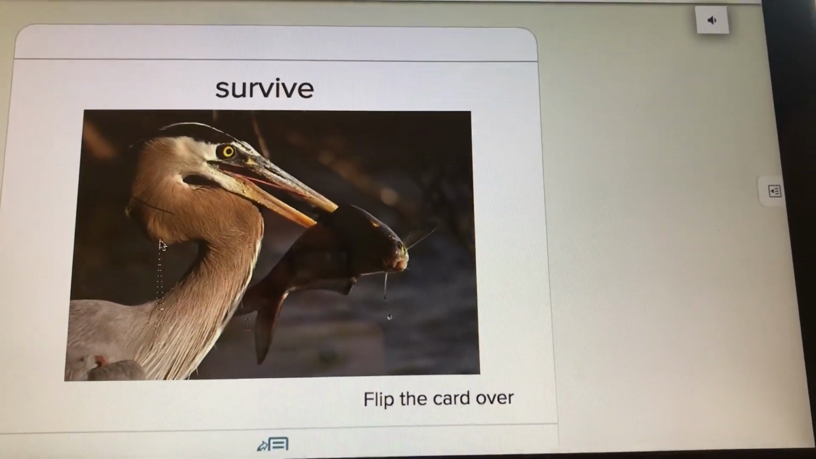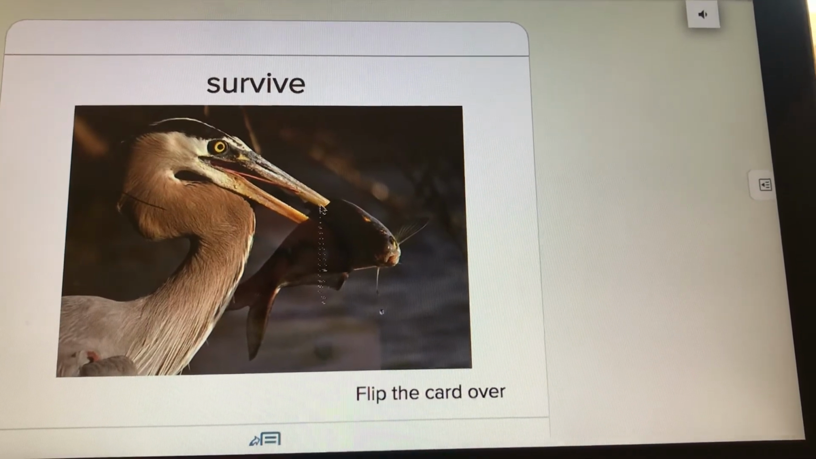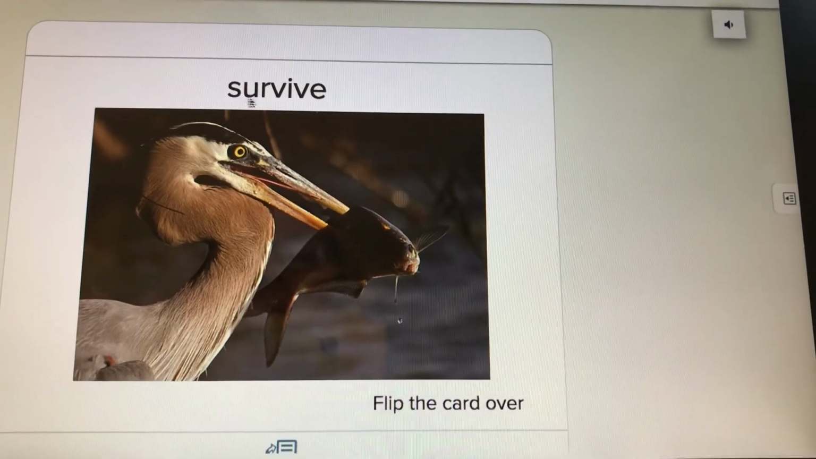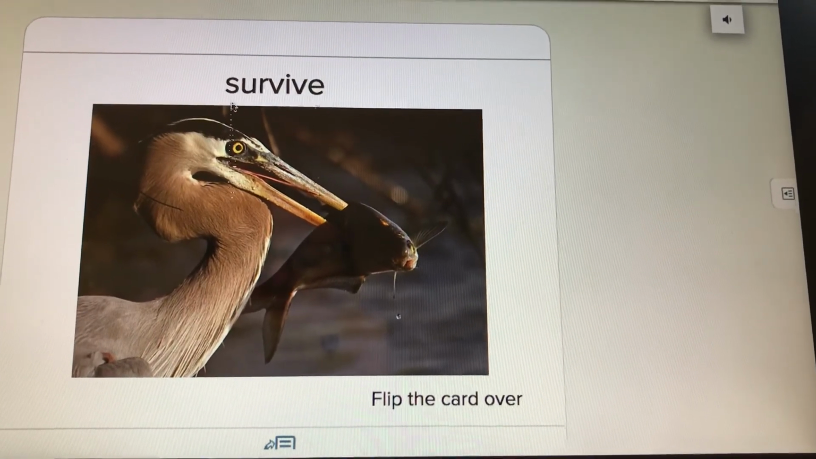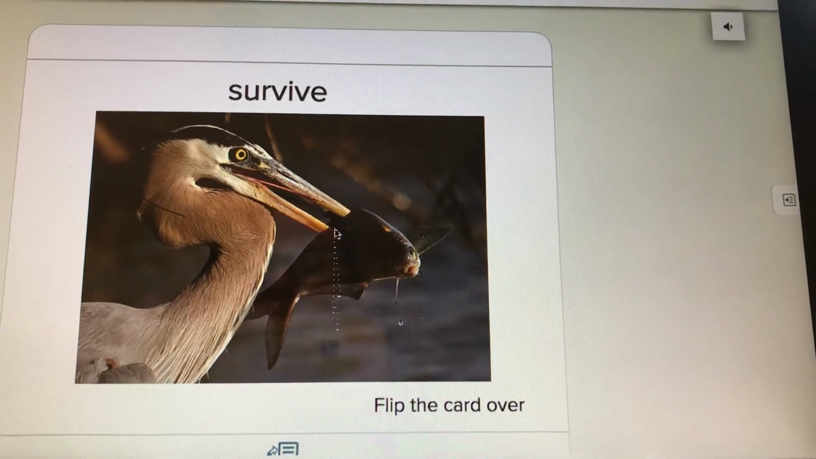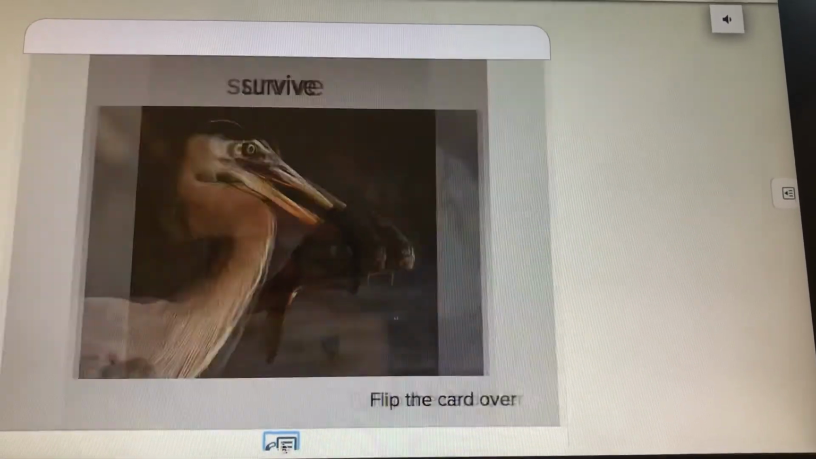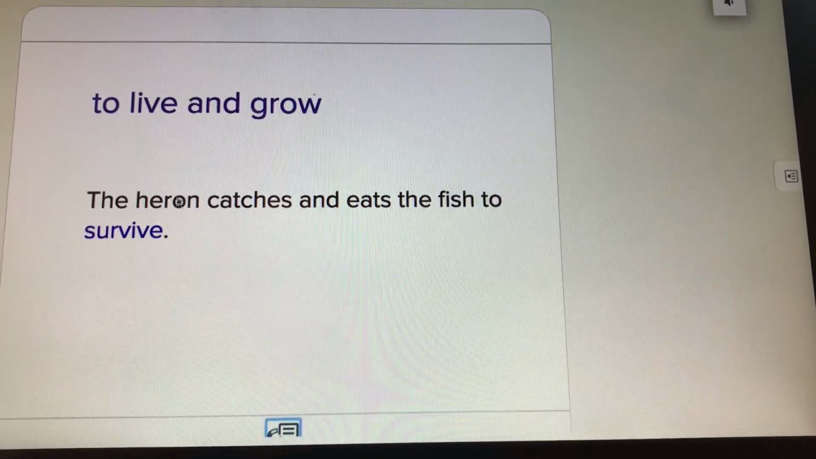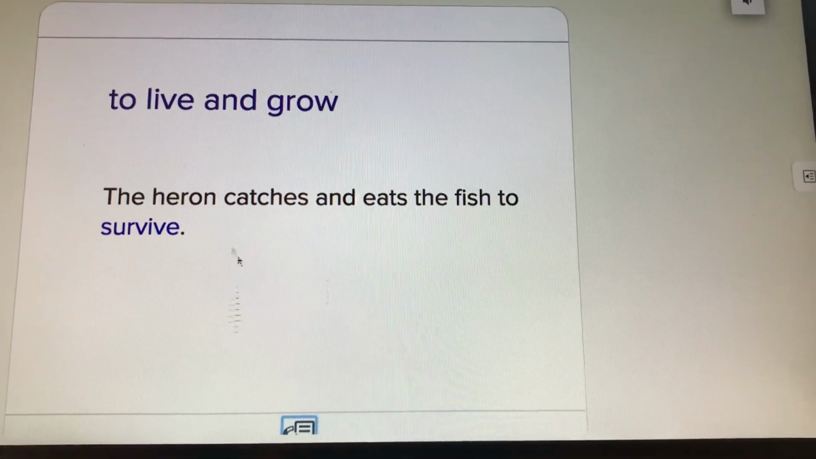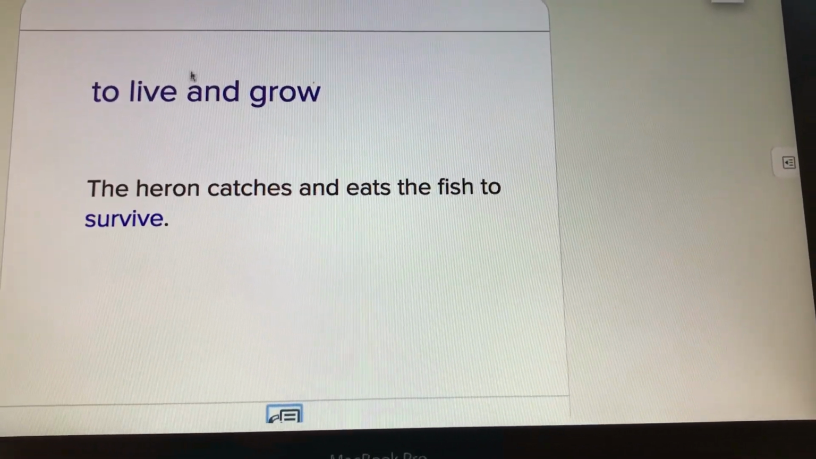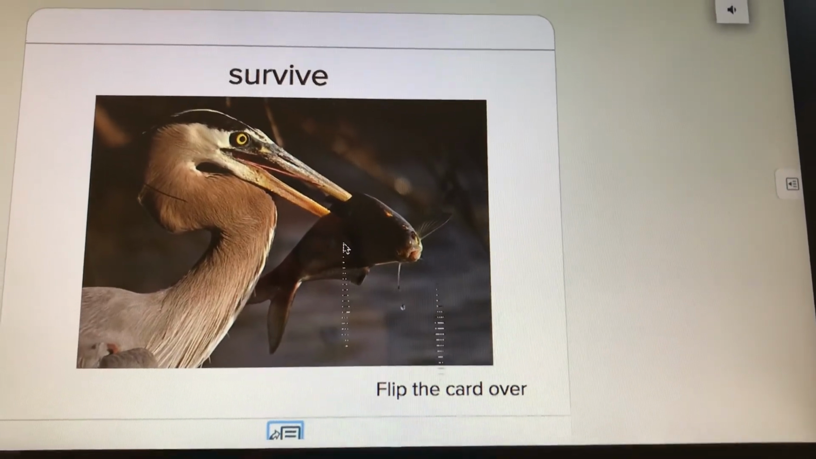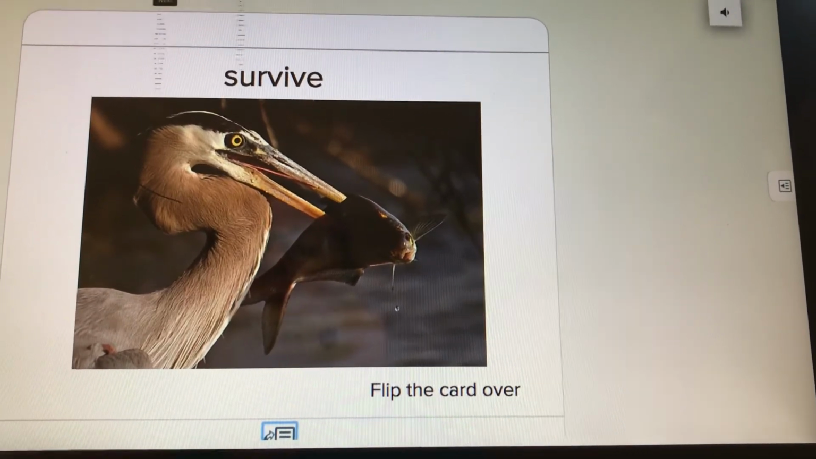Here's a heron, a bird, and he or she has caught a fish. What do you think it's going to do with that fish? In order to survive, the vocabulary word up here is survive. What is this bird going to do with the fish to survive? To survive means to live and grow. The heron catches and eats the fish to survive. So without the fish, the bird would not be able to live because the fish provides the food that the heron needs to survive.